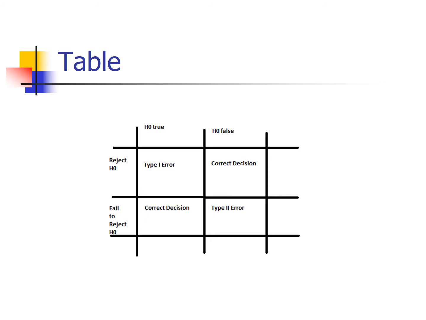Hopefully that makes sense. If the null hypothesis is true and we fail to reject it, we have again made a correct decision. We have again earned ourselves a happy face or smiley face. However, if the null hypothesis is false and we fail to reject it, well, that's a frowny face. That's a mistake. That's an error. We call that a type 2 error. Does that make sense?